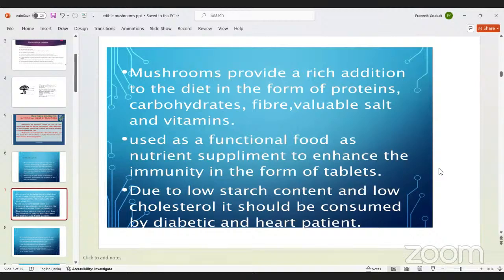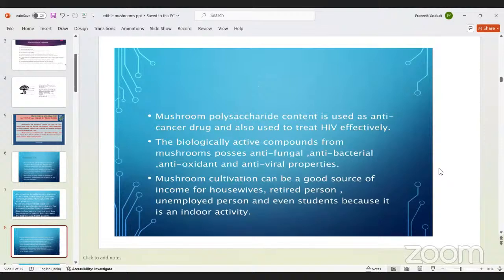Due to low starch content and low cholesterol, it should be consumed by diabetic or heart patients. Mainly mushrooms are preferred for diabetic patients, heart patients, and also high blood pressure patients. Normally it is recommended for anyone, but mainly for these patients.